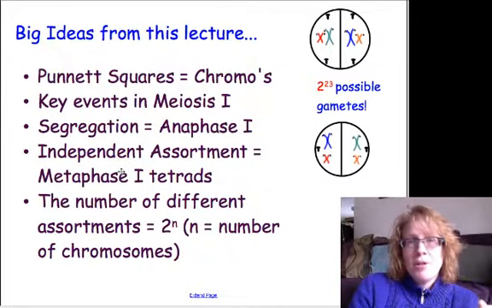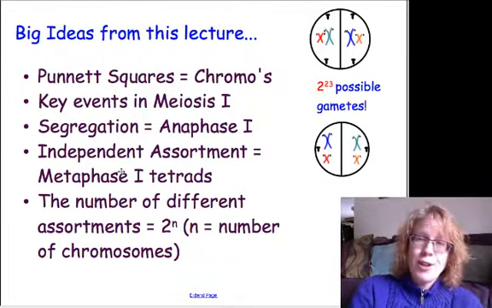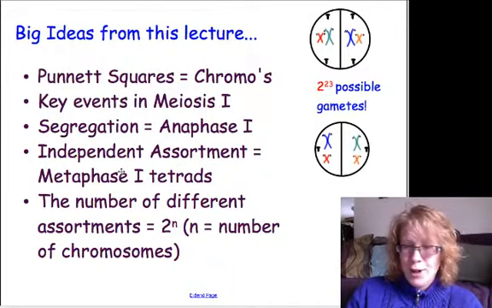And then finally, the number of different assortments that you can get is 2 to the exponent of the number of chromosomes that you have. So in fruit flies, it's only 2 to the 8th power. In humans, 2 to the 23rd power. It's quite a lot of different possibilities that you can have.